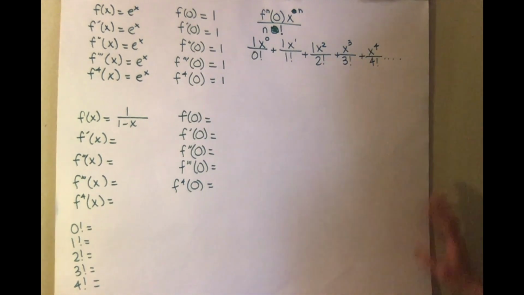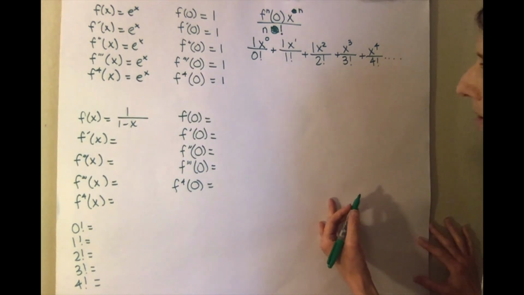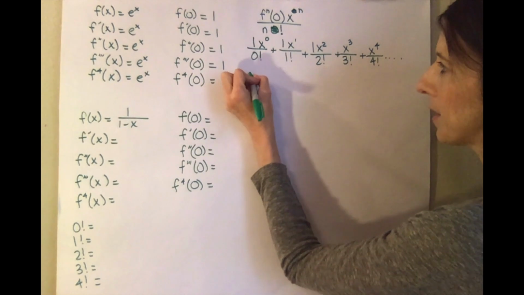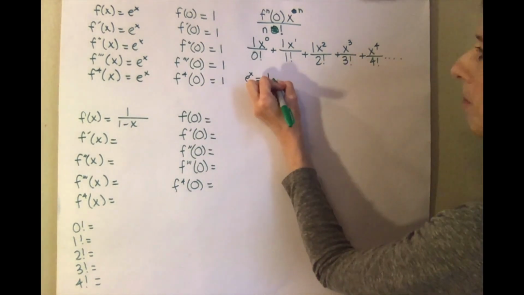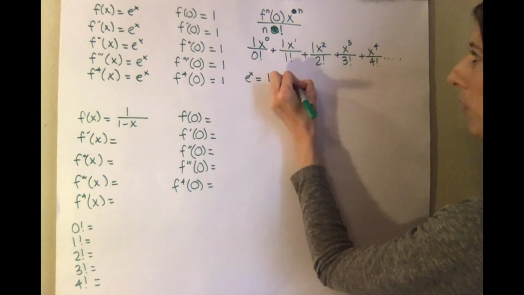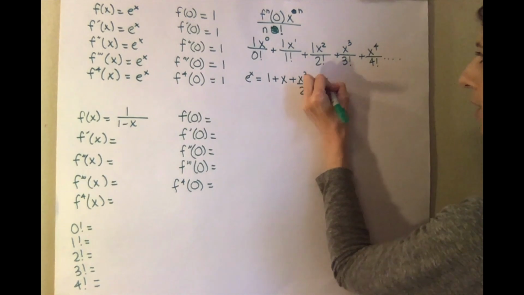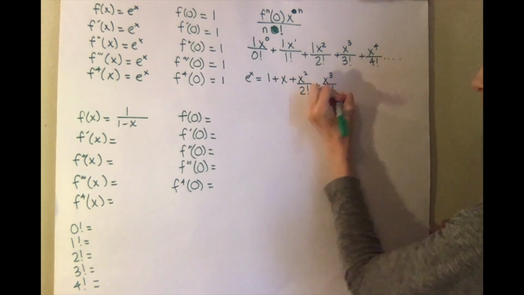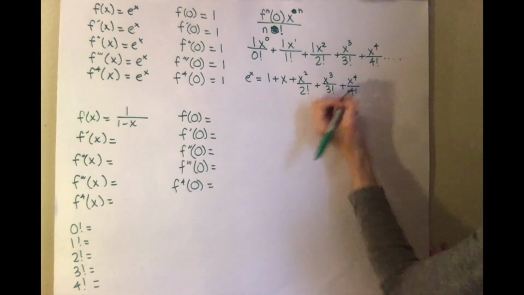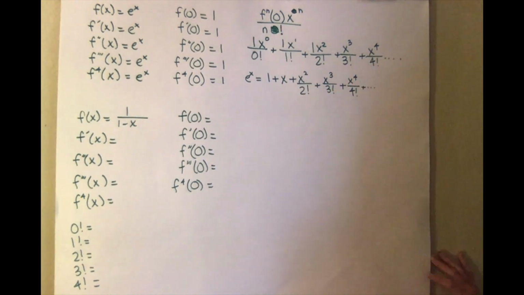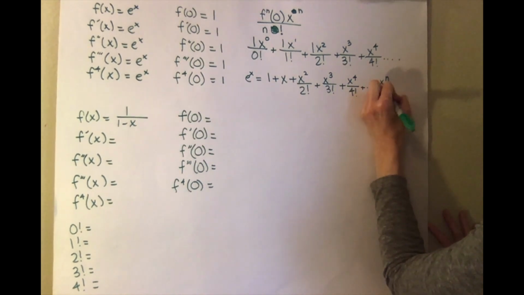So this guy's kind of cool. So we can write it out again, more simplified. e to the x is equal to 1 plus x plus x squared over 2 factorial plus x cubed over 3 factorial plus x to the 4th over 4 factorial. The general term for this guy is super easy to write: x to the n over n factorial.